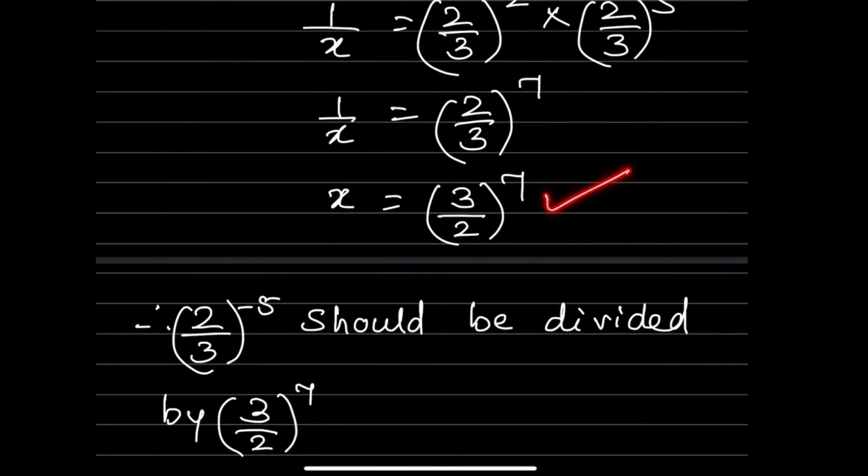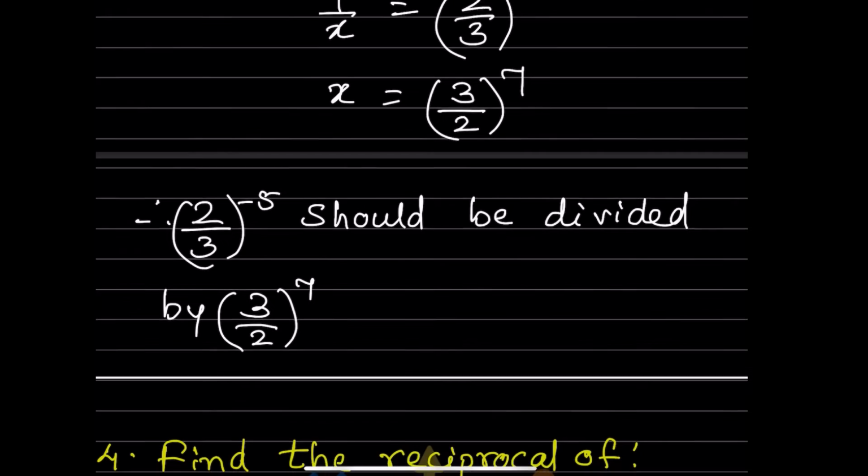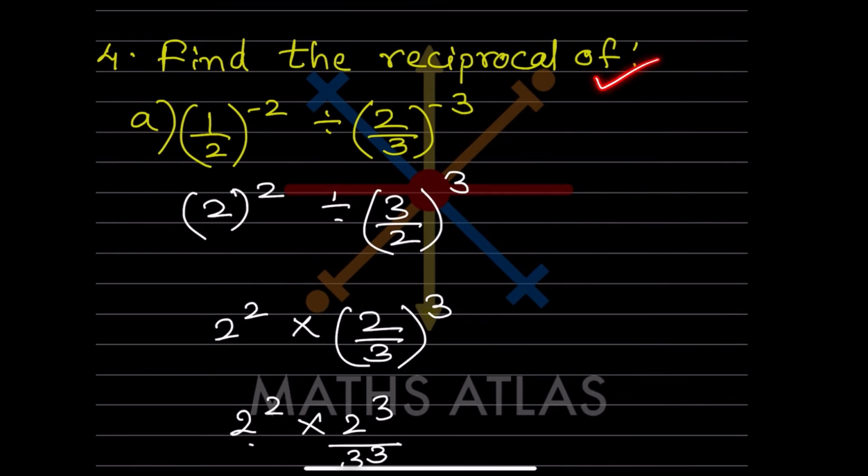So we can write here, therefore 2 by 3 raised to minus 5 should be divided by 3 by 2 raised to 7. Now here we have to find the reciprocal of. So first thing, we are not going to directly find the reciprocal. First let us solve this problem here, because now this is negative again. Here we have to make it positive, that will be 2 raised to 2. This division is the same. This is negative, now let us make it positive first. So we have to flip over, that will be 3 by 2 raised to 3.